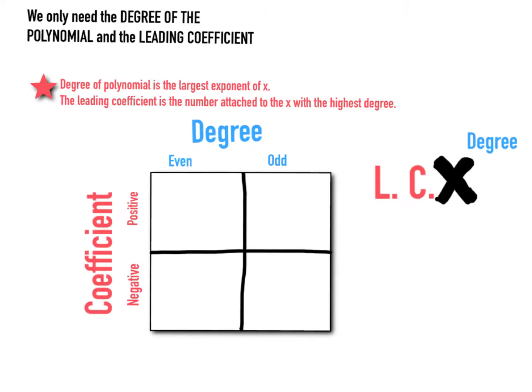Alright, so to determine end behavior, we only need the degree of the polynomial and the leading coefficient. Just as a reminder, the degree of the polynomial is the largest exponent of x, right there. The leading coefficient is just the number attached to it. The very first thing I like to look at is the coefficient, because this tells me how the graph will end. If the coefficient is positive, it will always end going up, whereas if it's negative, it'll always end going down.